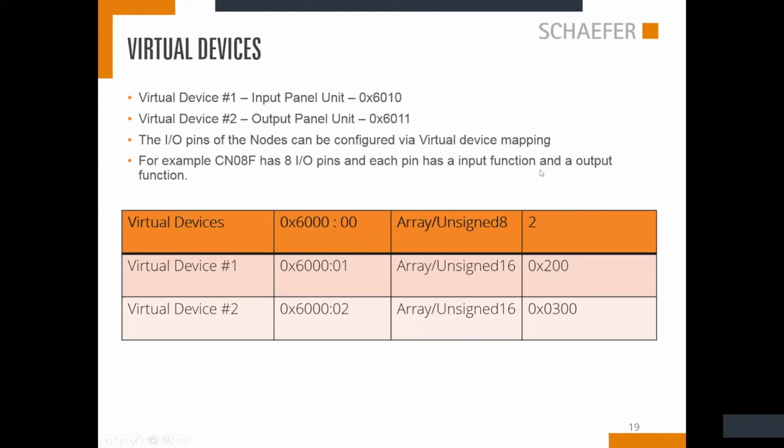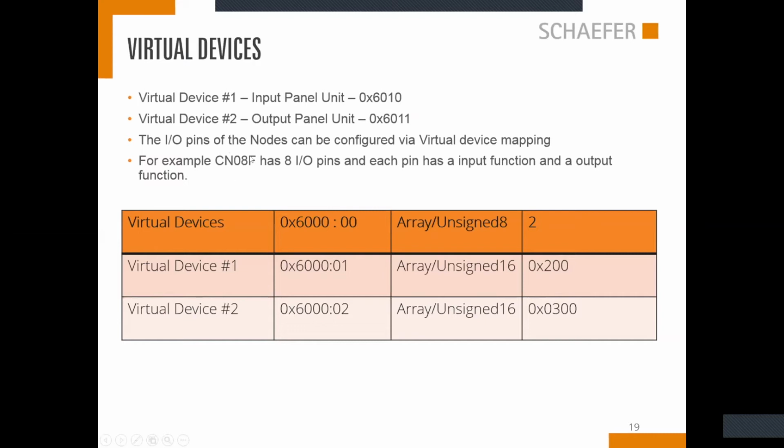Let me use some short examples. For the input panel, the CiA application profile of Lift has defined 0x6010, and the output panel has 0x6011. That's where the mapping of the input objects and the output objects can be found. The IO pins can be configured by the virtual device mapping.